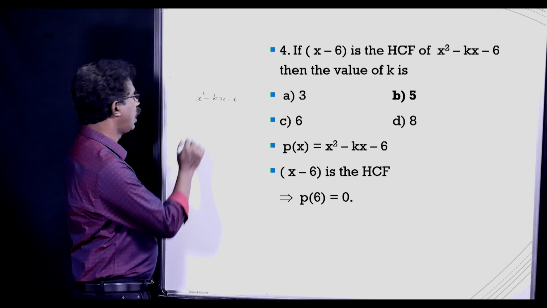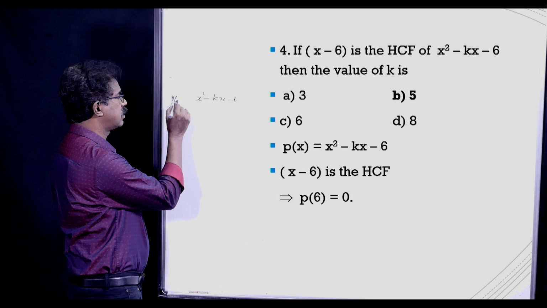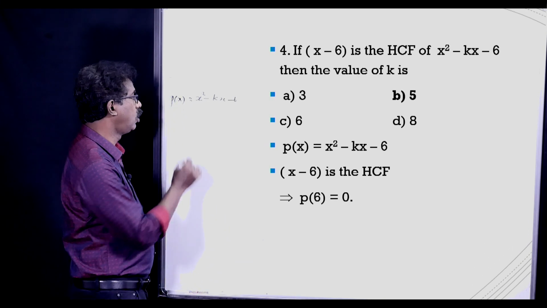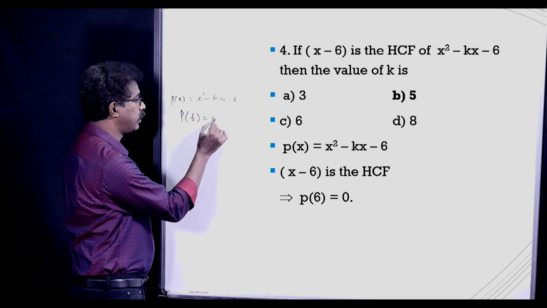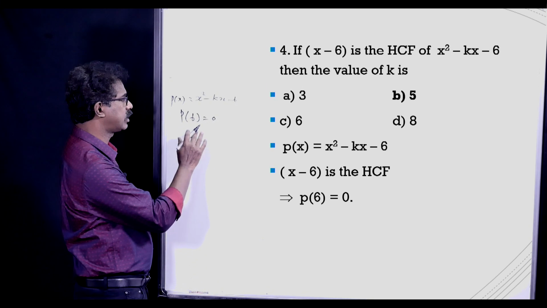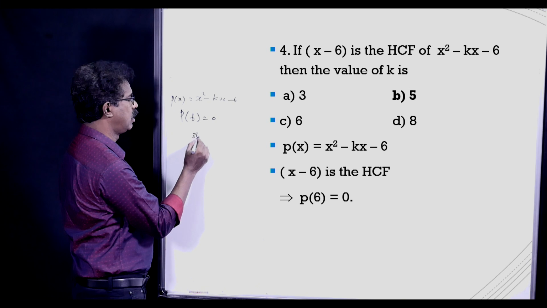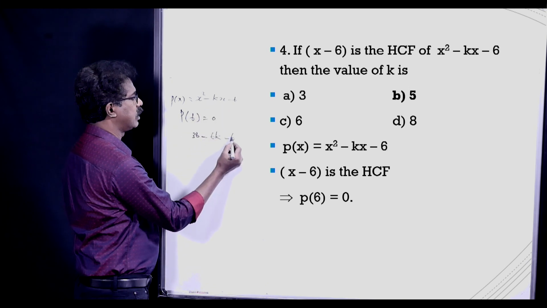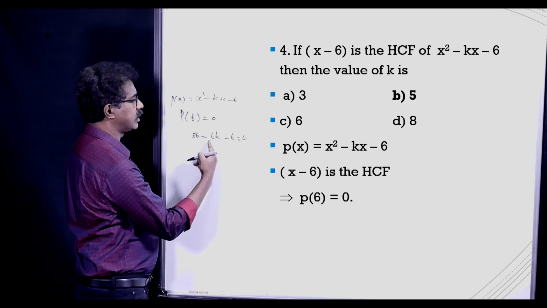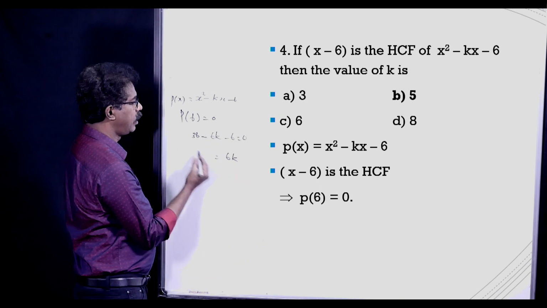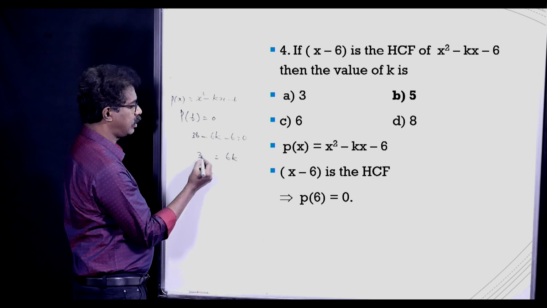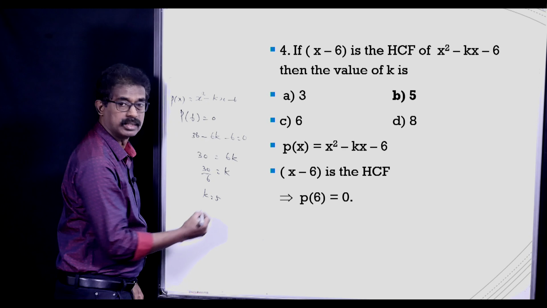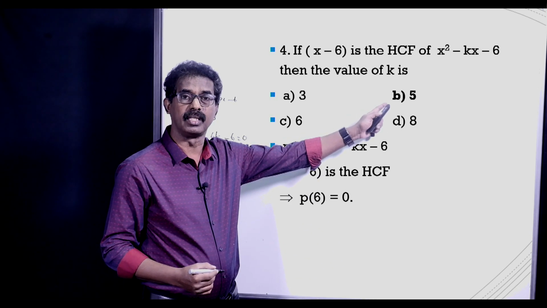So what you can do here, I am taking this polynomial as p of x. X minus 6 is a factor, so p of 6 is equal to 0. Wherever x comes, you put 6 square, 36. Minus x, you are giving 6k. Minus 6 equal to 0. So minus 6k, I am taking that side. So 6k equals 36 minus 6, which is 30, or k is equal to 30 by 6. So you are getting k is equal to 5. So the correct option is k is equal to 5.